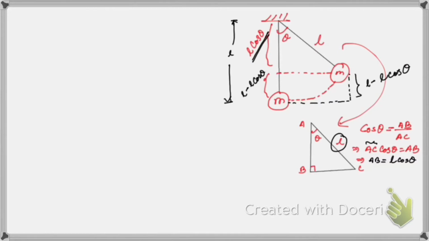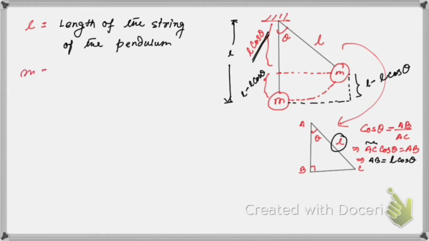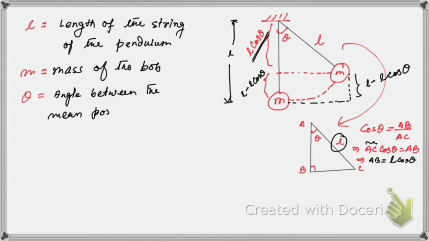Okay, so let us write what are the terms used here. L is the length of the string of the simple pendulum, m is the mass of the bob, and theta is the angle between the initial position or mean position, you can say, and the end position.